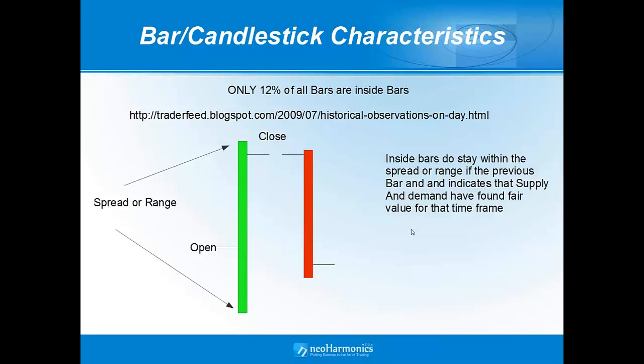We're just going to go over some bar and candlestick characteristics, and the first one we want to cover is inside bars. Inside bars only make up 12% of all bars. That means if you have 100 bars on the chart, on average only 12 of them will be inside bars, meaning the bar does not break the extreme high or the extreme low of the previous bar. It basically trades within the spread or range of the previous bar.